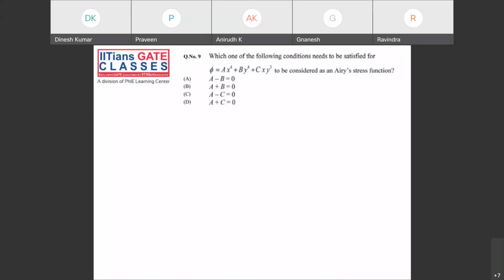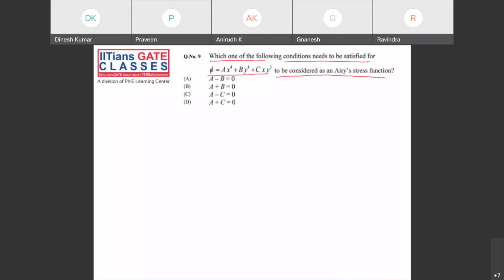So in question number 1, it is question number 9 from GATE 2020, and it is the first question from the structures part. What is given? Which one of the following conditions needs to be satisfied for phi equal to a x power 4 plus b y power 4 plus c x y cube to be considered as an Airy stress function?